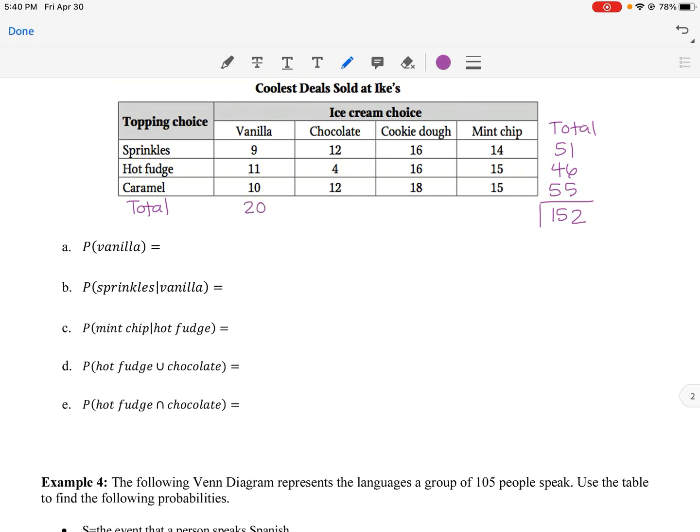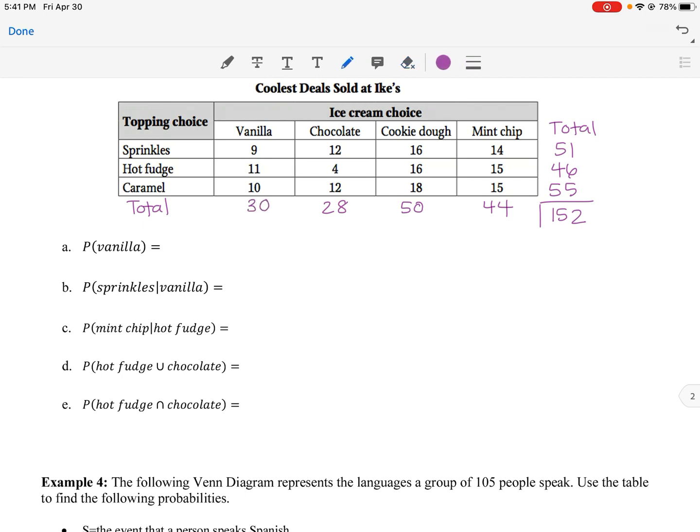Okay, if I go the other way, we've got a total of 20. If I add down that for chocolate, 12 plus 4 plus 12, we get 28. 16 plus 16 plus 18, we get 50. 14 plus 15 plus 15 is 44. And if you add across that bottom, so 20 plus 28 plus 50 plus 44, oh sorry, this first one was 30, my bad.